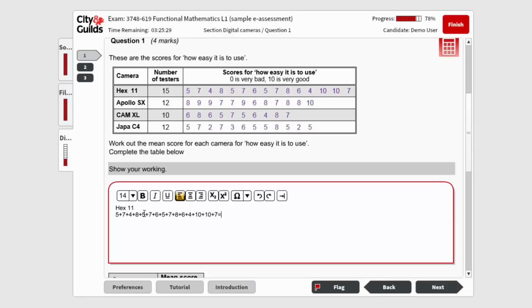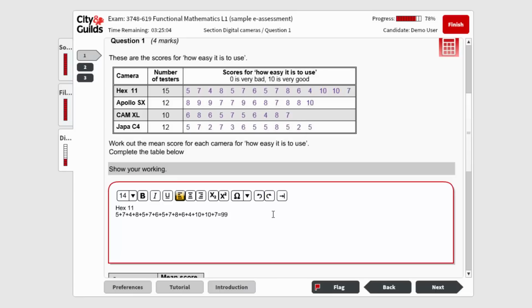So 5 and 7 is 12, plus 4 is 16, plus 8 is going to give us 24, plus 5 is 29, plus 7 is 36, plus 6 is 42, plus 5 is 47, plus 7 is 54, plus 8 is, my brain died, 62, plus 6, 68, 72, 82, 92, 99.